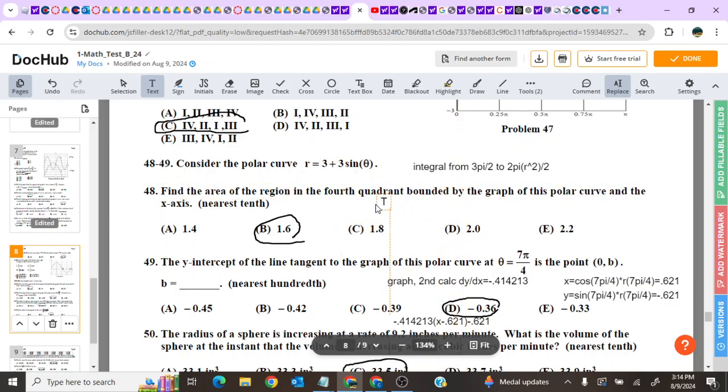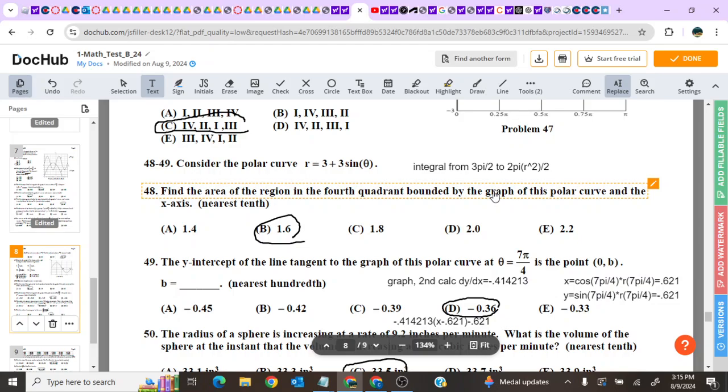because 0 starts here, and then the r value, I'm not going to explain entirely how polar equations work right now. But basically, at theta equals 0, it'll be pointing out this way. Pi over 2, it'll be pointing up. Pi, it'll be pointing left. 3 pi over 2, it'll be pointing down. 2 pi, it'll be pointing right again. So you're looking for the integral from 3 pi over 2 to 2 pi of r squared over 2. That's the equation for area of a polar equation. Do that and you get a value of 1.6.